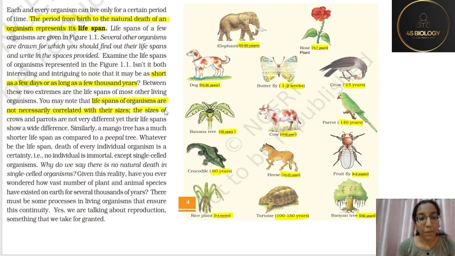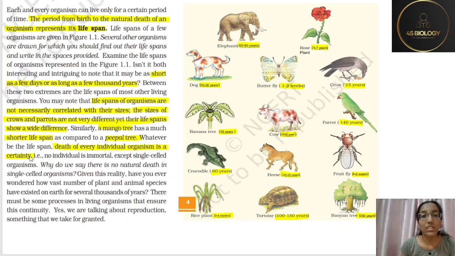See, the sizes of the parrot and crow are not very different, yet their lifespan shows a wide difference. Crow and parrot are both birds, and their sizes are not very different, but one is 140 years and the other is 15 years. So it does not depend on size. Same for a mango tree and a peepal tree. The mango tree has a shorter lifespan than the peepal tree. Okay. Whatever be the lifespan, death of every individual organism is a certainty.